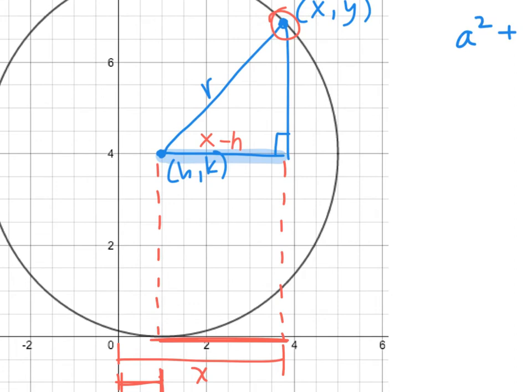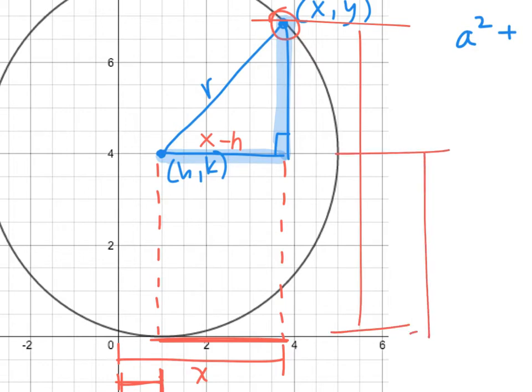Okay, we're going to use the same logic to figure out the length of the y part of this right triangle. That's equal to this length minus this one. So how long is the long one? Y. Yeah, the long one is y, and the shorter one is k. So therefore, this blue part is y minus k.